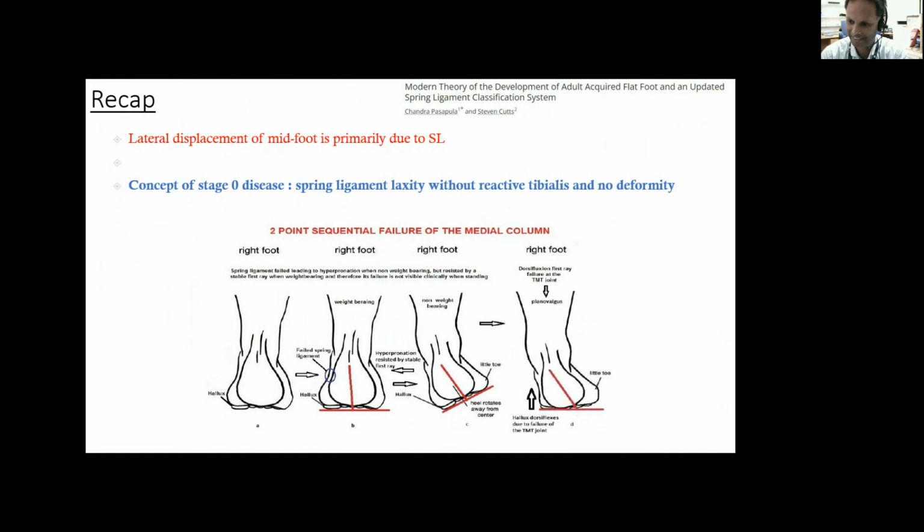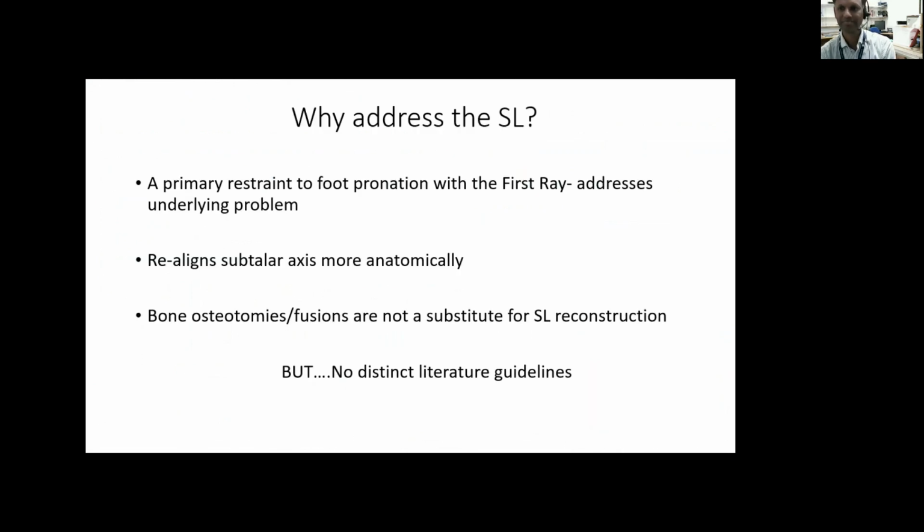But in the absence of spring ligament, and as the first ray fails, the foot progresses into this planus, and then the tib post comes in to try to counteract it. So why address the spring ligament? Well, it's the internal primary restraint to foot pronation. Externally, we look at the first ray as a primary restraint, but internally, the spring ligament also acts as a primary restraint, and it allows that realignment of the subtalar axis to a more anatomical position.